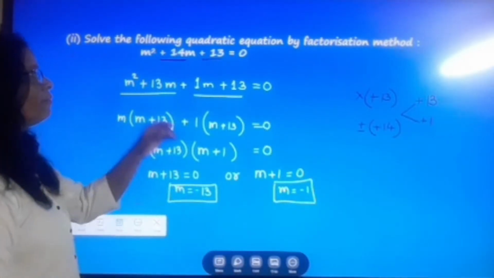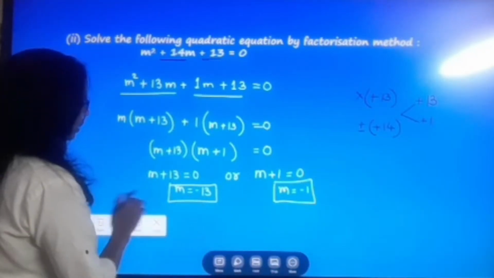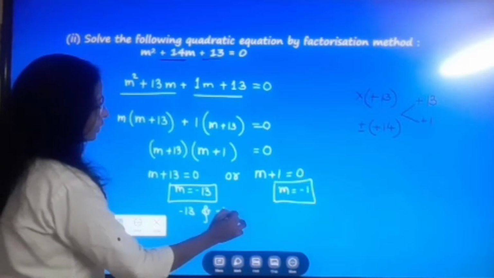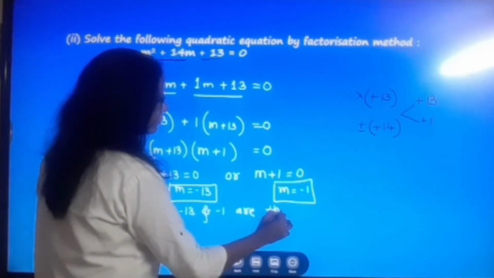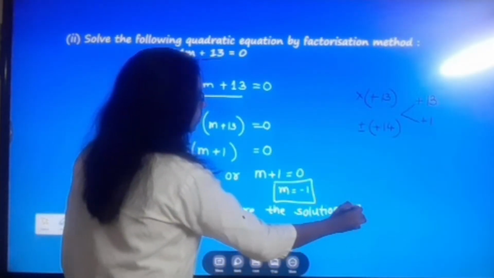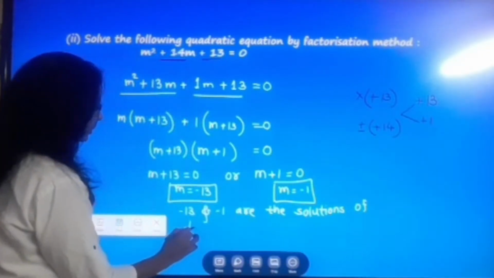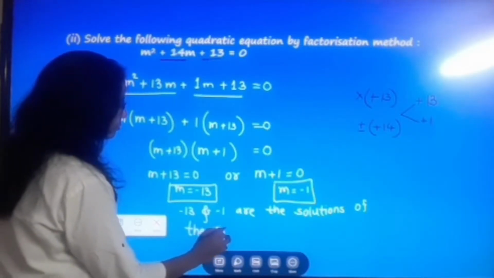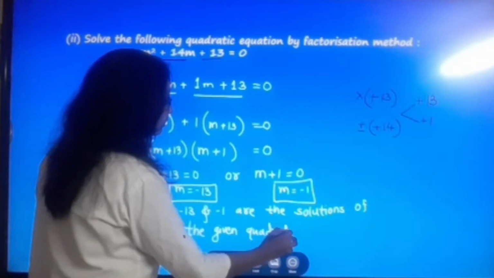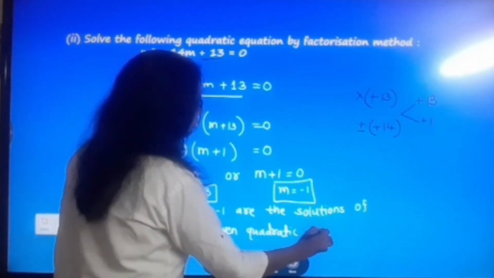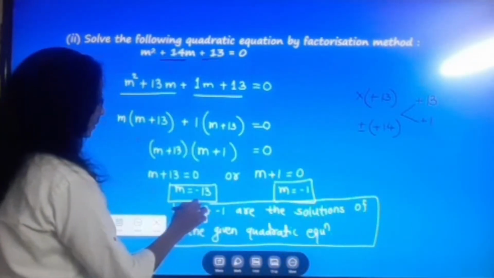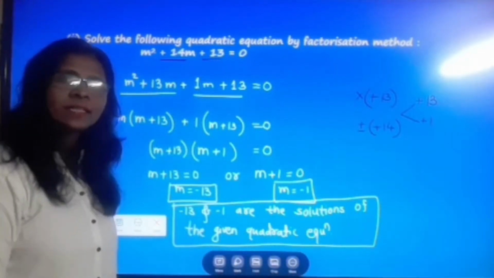Okay students, so now here we write down the final answer, that is minus 13 and minus 1 are the solutions of the given quadratic equation, this way. Okay students, very easy example.